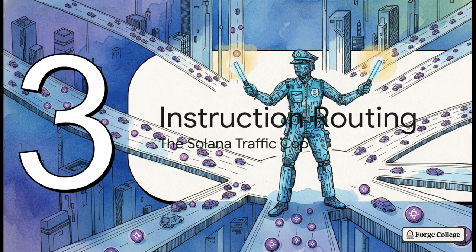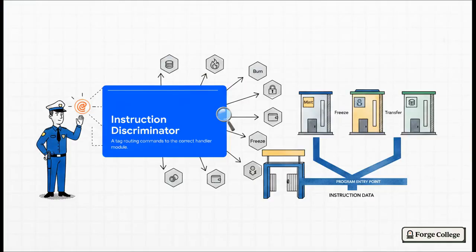All right, Section 3. Smart Instruction Routing, the traffic cop of Solana. So now that we have our data structures all laid out, we need a bulletproof way to direct incoming commands. The crucial concept here is the instruction discriminator. I want you to think of this discriminator as the flashing siren or the specific hand signal that our traffic cop uses. It's essentially just a small tag, maybe a single byte or a short enum, sitting right at the front of the incoming instruction data.